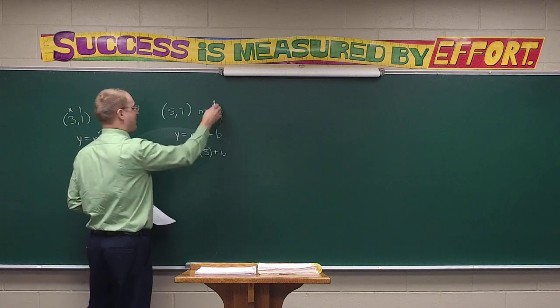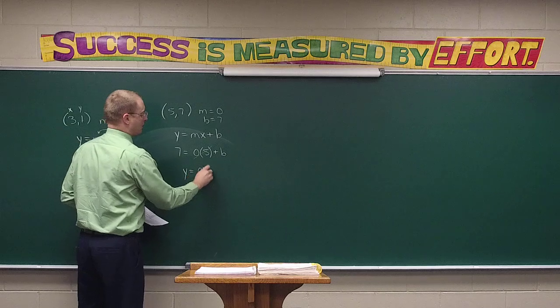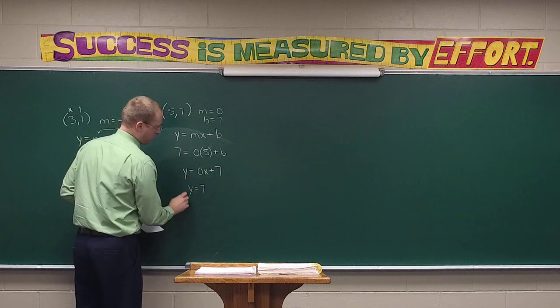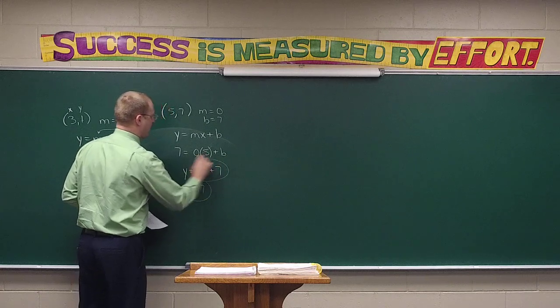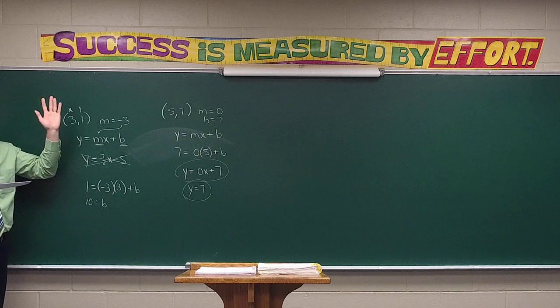So if b is 7, m is 0, what is my equation? y equals 0x plus 7. Or we could just say y equals 7. Either one of these would suffice. y equals 7. Or I don't have a problem with y equals 0x plus 7. How many have one of those two for number 4?